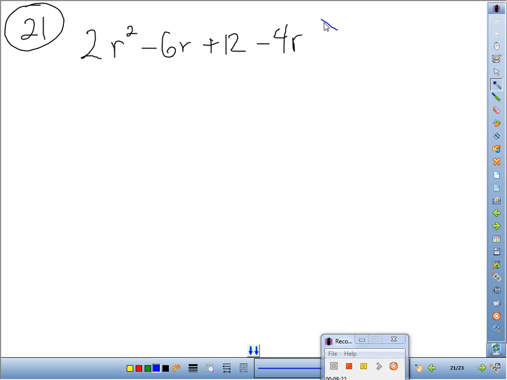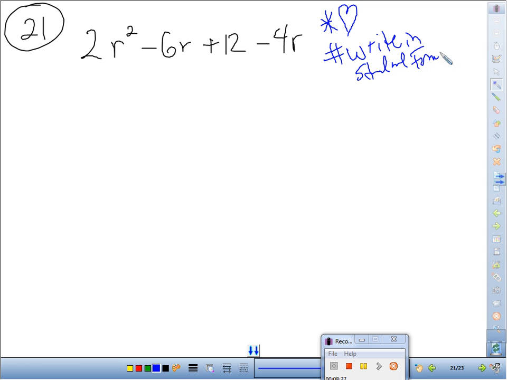Put a little asterisk on the side. Put a little heart on. And then let's do hashtag write in standard form. Because I said so. So let's do that. Let's write it in standard form. This is 2r squared minus 6r. What comes after? Negative 4r, and then at the end, plus 12. Now it's in standard form.